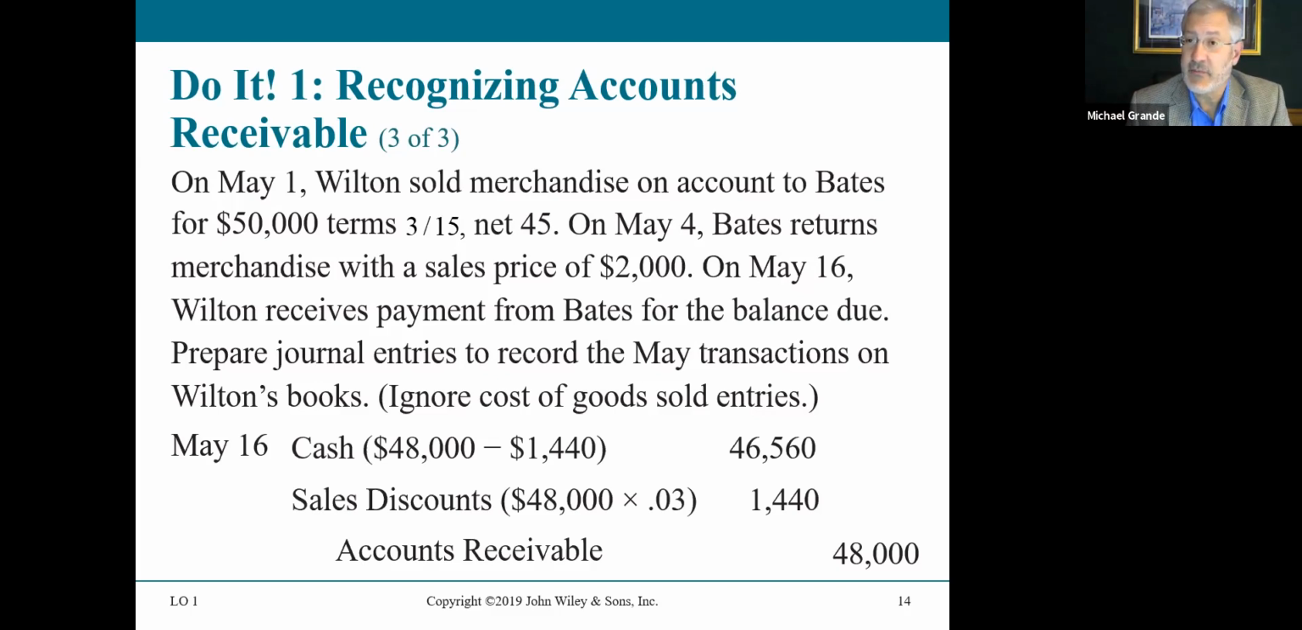They originally owed them $50,000. They returned $2,000 worth of merchandise. So they only owed them $48,000, hence the credit to accounts receivable. They took the discount of 3%, $48,000 times 3% is $1,440. So the discount is $1,440. The net cash is $46,560.